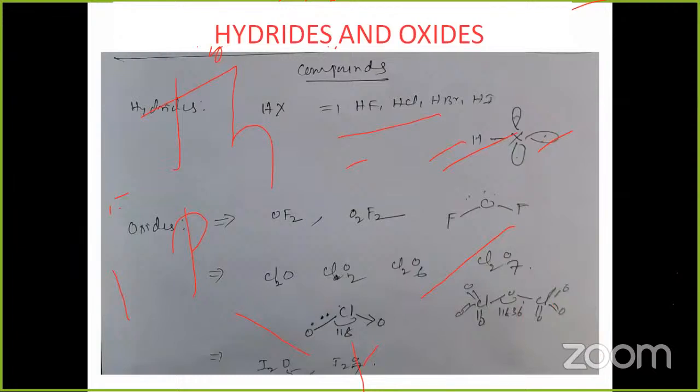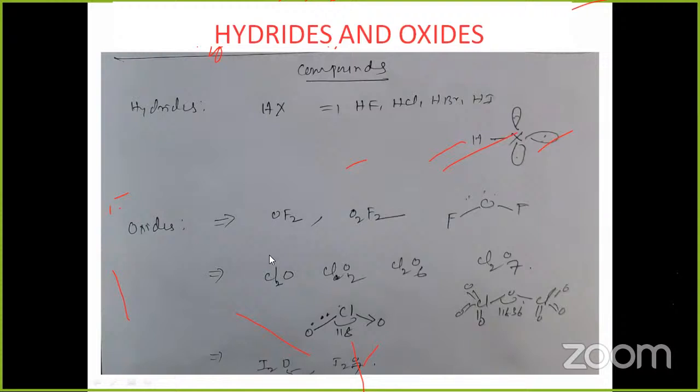And this is the information about the hydrides of halogens. The general formula is HX, the hybridization is sp3, and the geometry is linear.